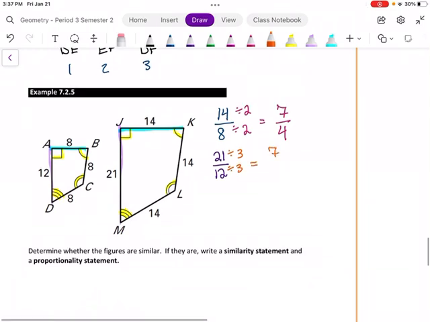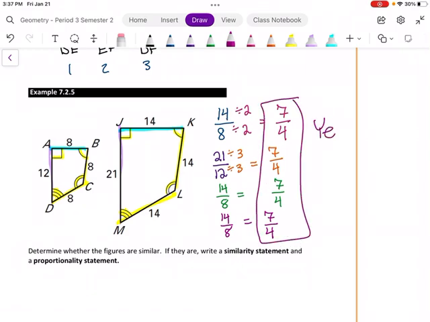And in this case, we got 7 over 4 for the first two. And if we do the next one, we would have 14 over 8 again, which we already know is 7 over 4. And the last side, again, we have 14 over 8, which is going to simplify to 7 over 4. So because all of these are the same and they had all congruent angles, yes, they are similar.